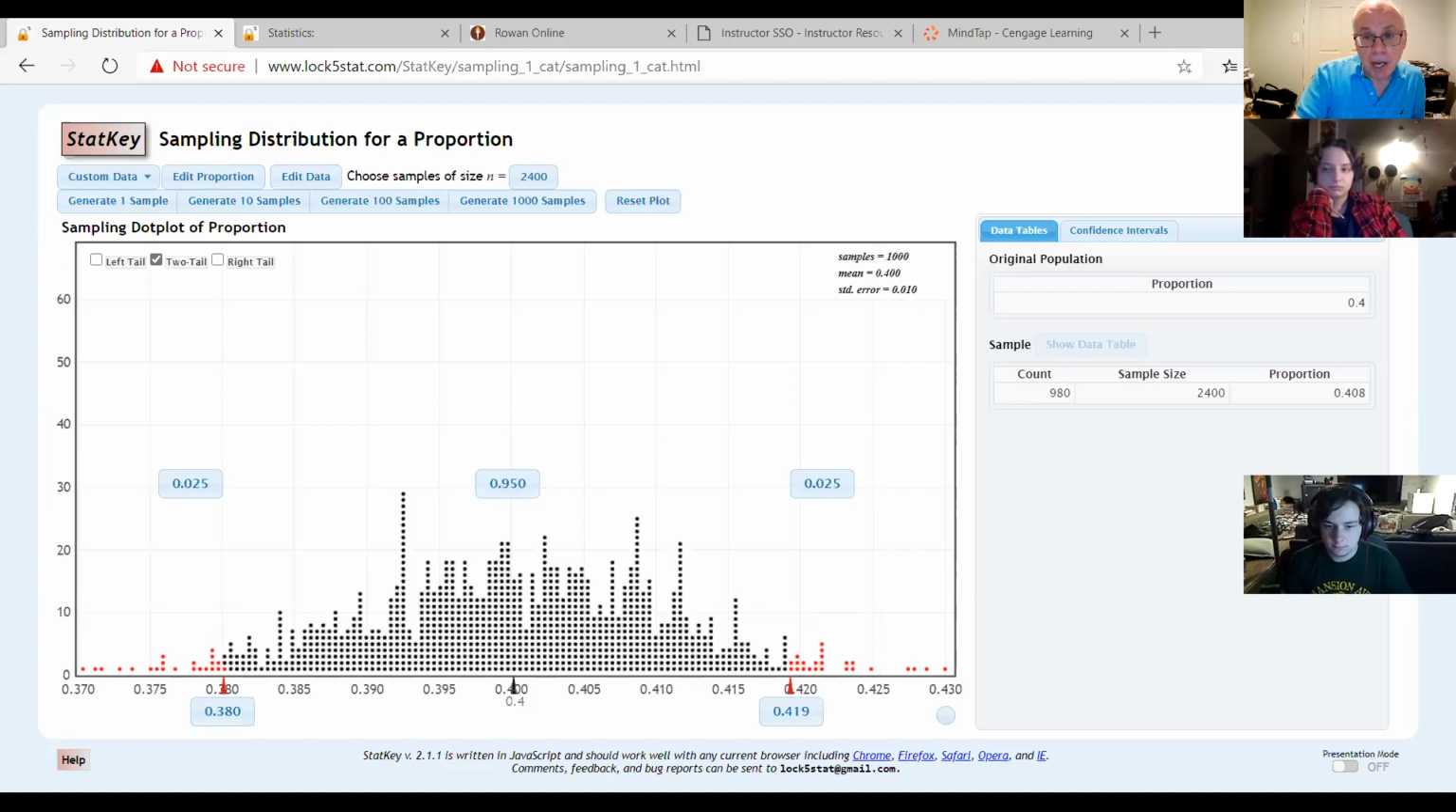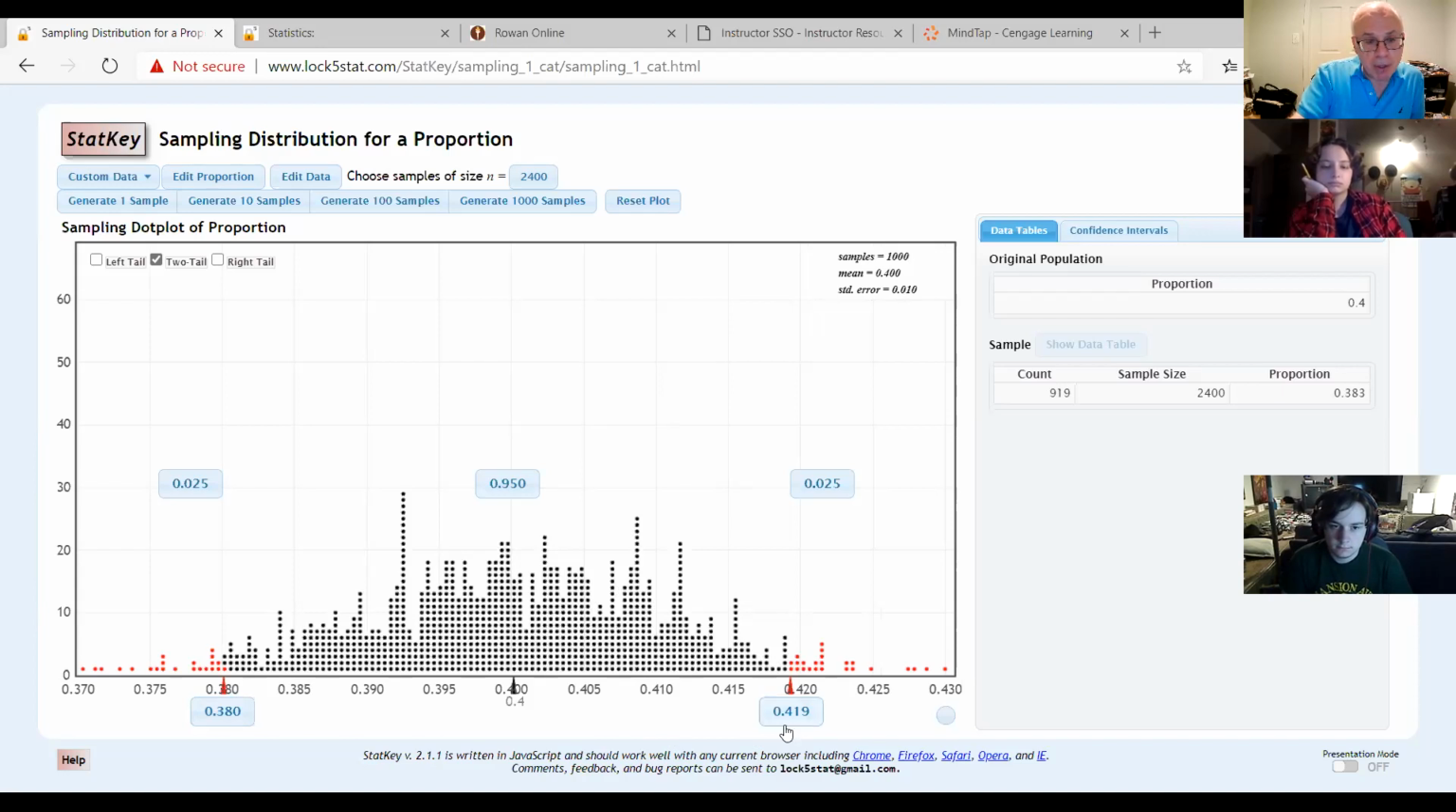Now, when I did 2-tail here, I was basically wanting 95% of these 1,000 samples to be in between two values. All right. So the two values in this case are 0.38 and 0.41. If you see the colors here, 95% of these dots are between these two values. They're the black dots here. So 95% of 1,000 samples, that's 950 of these samples, have sample proportions between 0.38 and 0.419. That's how to read this.